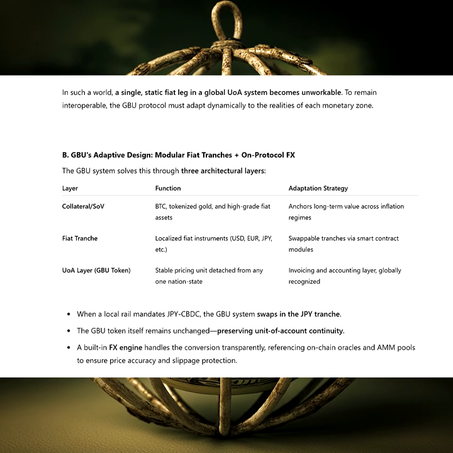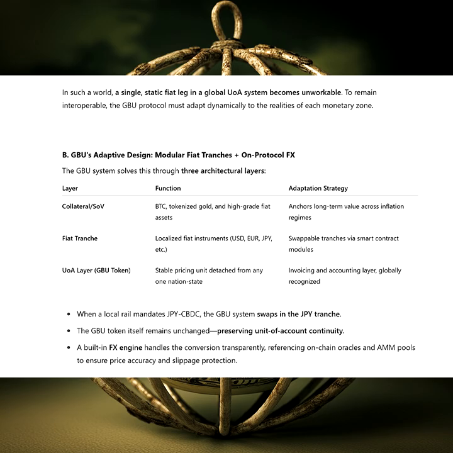When a local rail mandates JPY CBDC, say for compliance with Japanese payment law, the GBU system automatically swaps in the JPY tranche. Users in Japan continue to invoice and settle in GBU, but behind the scenes, the fiat component is now anchored in JPY CBDC, not USD. The store of value remains intact. The unit of account remains unchanged. Only the fiat tranche shifts. This allows GBU to respect local monetary sovereignty without breaking global composability.